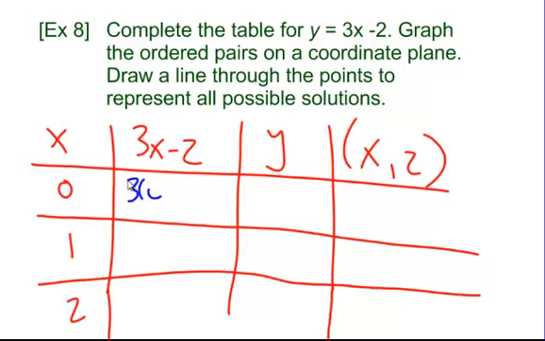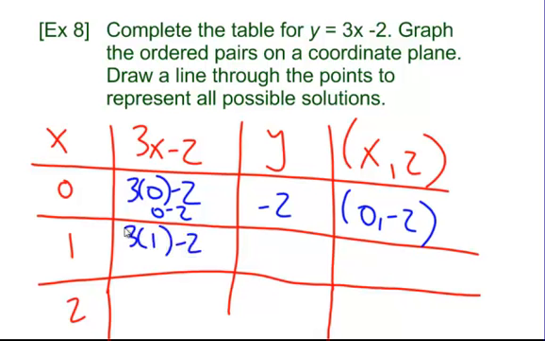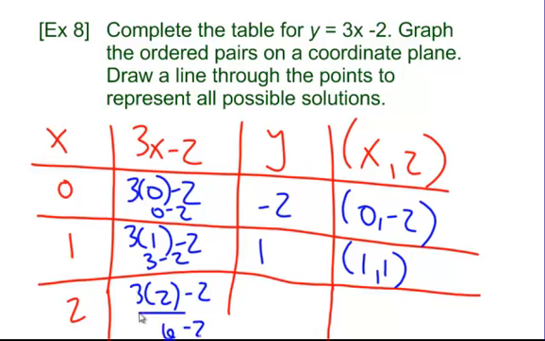So we do 3 times 0 minus 2. 3 times 0 is 0, minus 2 is negative 2. So that becomes 0, negative 2. 3 times 1 minus 2. 3 times 1 is 3, minus 2 is 1. So that becomes 1, 1. And then 3 times 2 minus 2. So that's 6 minus 2, which is 4. So that is 2, 4.